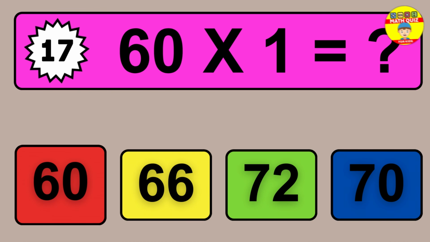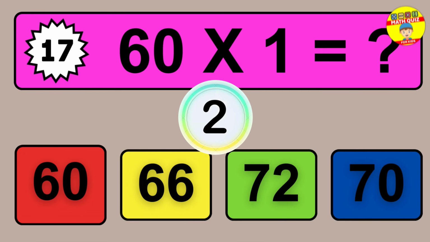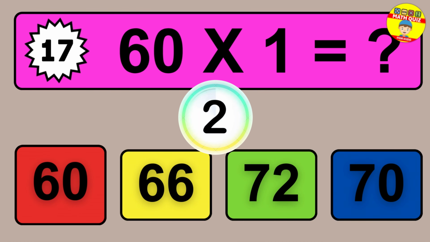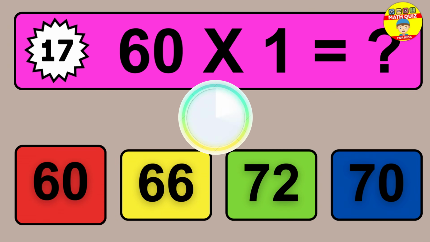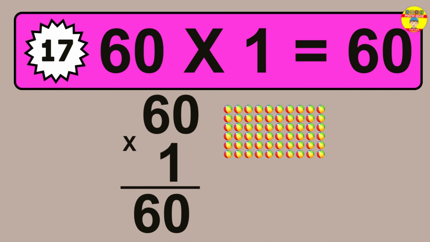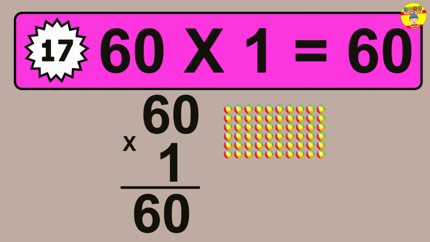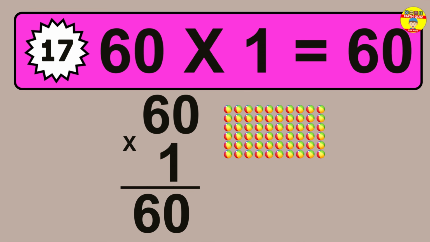Question 17. 60 times 1 equals what? So, the answer is 60 times 1 is 60. To calculate, we have 60 groups with 1 ball each one. So how many balls do we have? 60 balls.